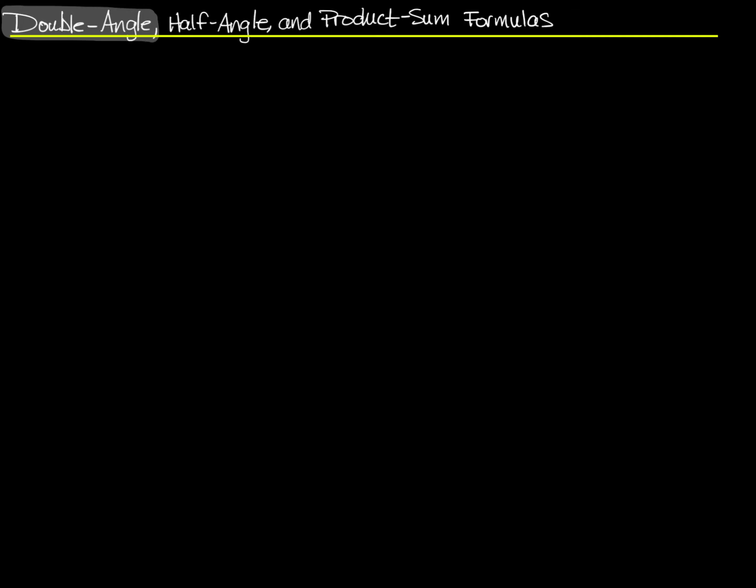This section is called double angle, half angle, and product to sum formulas. In this video, though, we're just going to be talking about double angle formulas. The first one we'll talk about is the sine of 2x. Now, in this context, this 2x here is an angle. Let me highlight it. 2x is my angle.